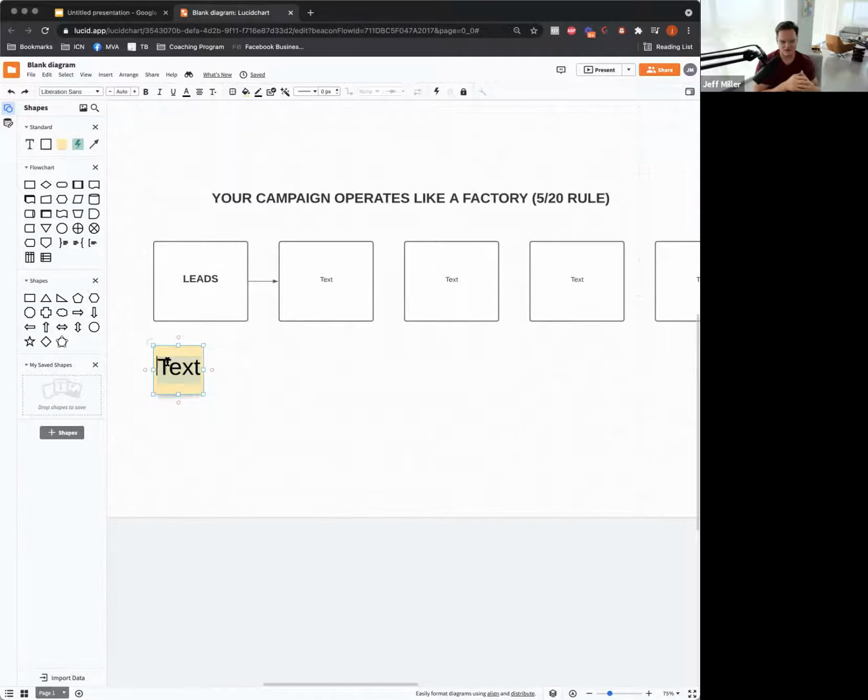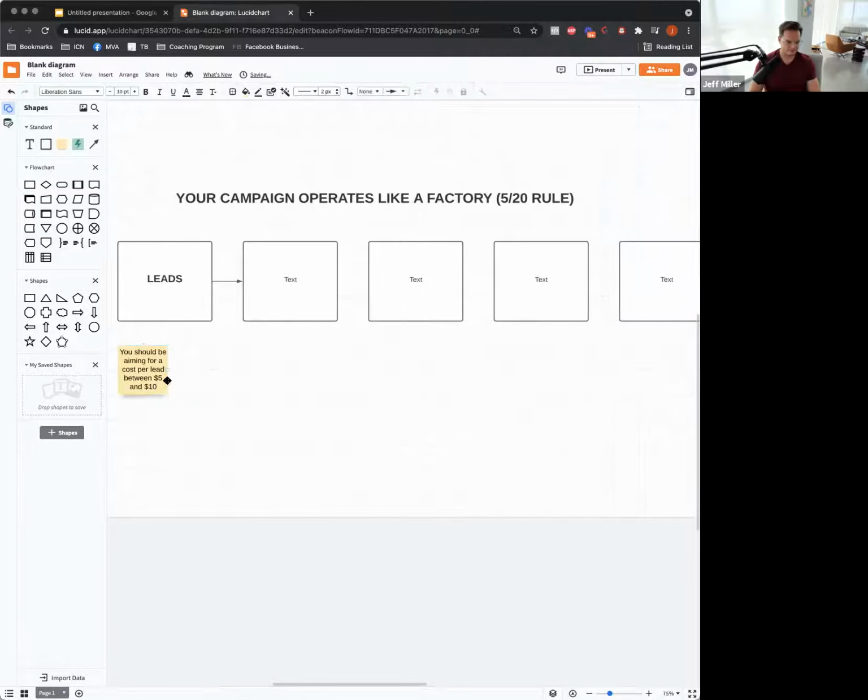Maybe the quality is there or not, but you're going to ballpark a cost for mushrooms or eggs or transmissions or cloth or whatever, satin. So on average, you should be aiming for a cost per lead between $5 and $10. This is what you should be aiming for.